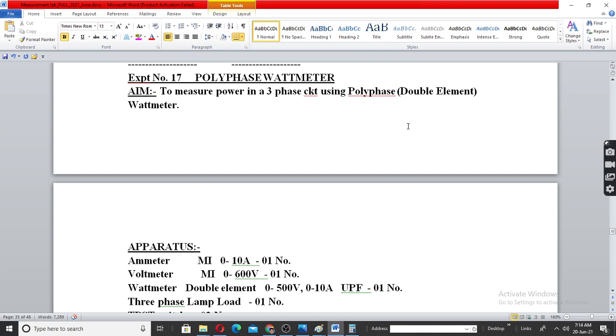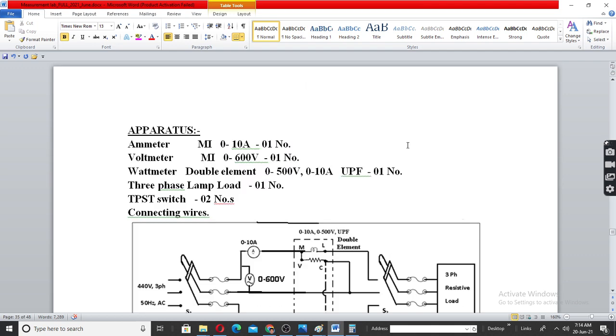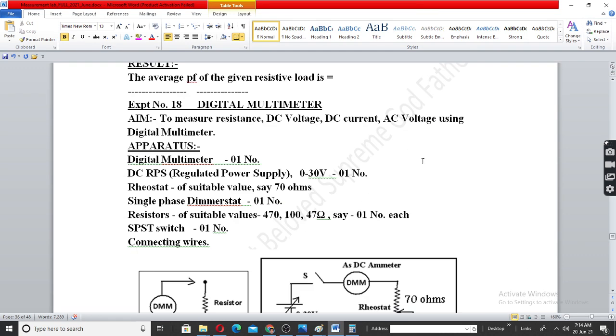Polyphase wattmeter, experiment number 17, is not in your syllabus. Okay, right.